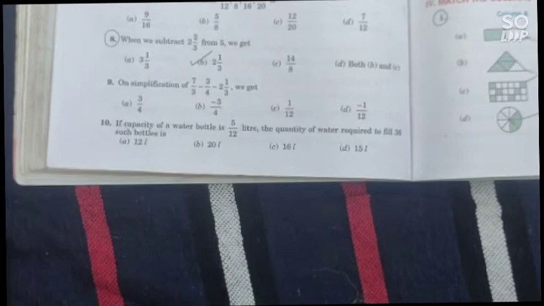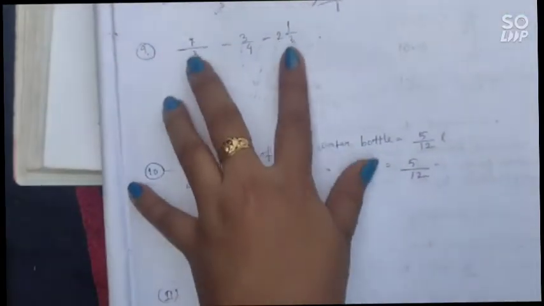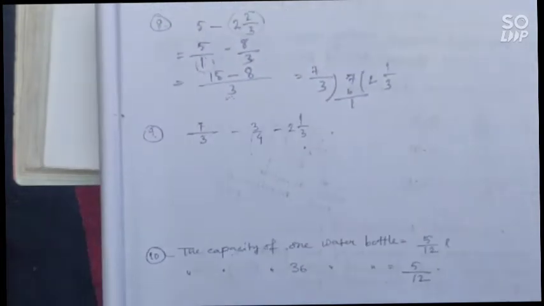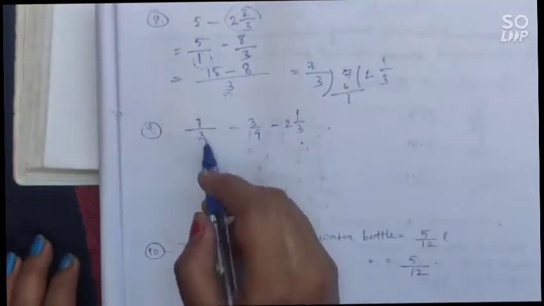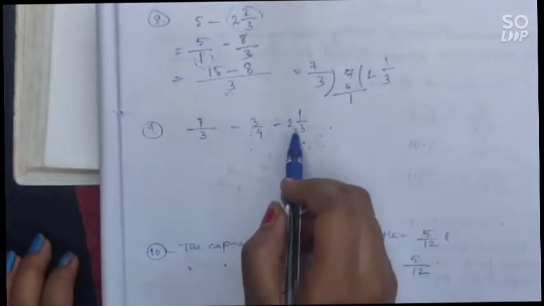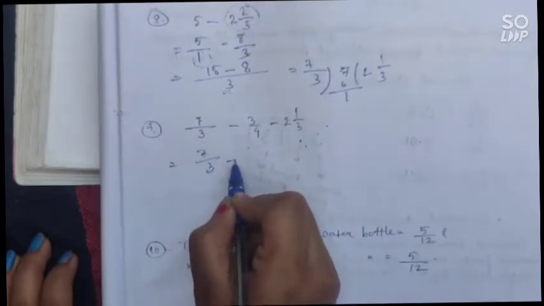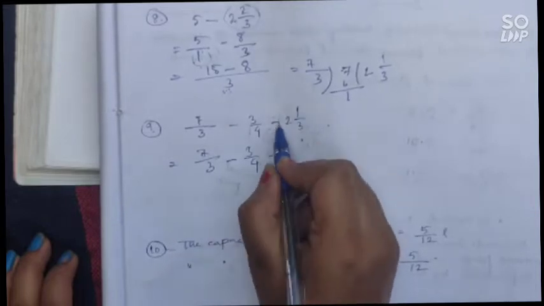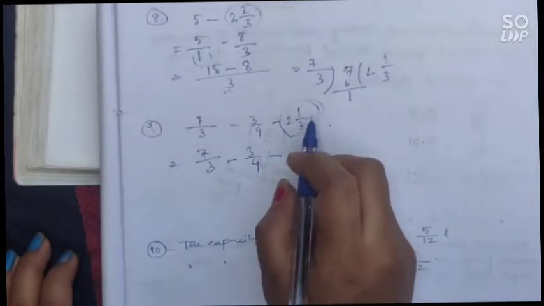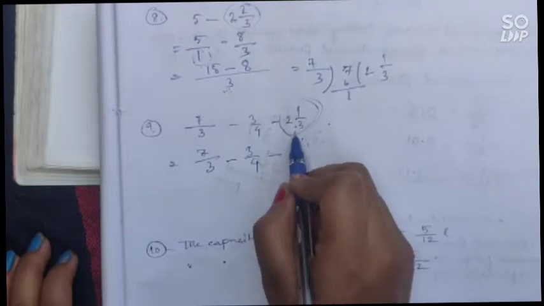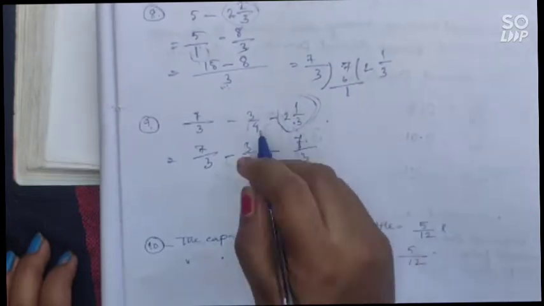Next, question number 9 on simplification. You have to simplify the value. 7 by 3 minus 3 by 4 minus 2 whole 1 by 3. So first of all you have to convert this into improper fraction. 2 3s are 6, 6 plus 1 is 7. 7 by 3.